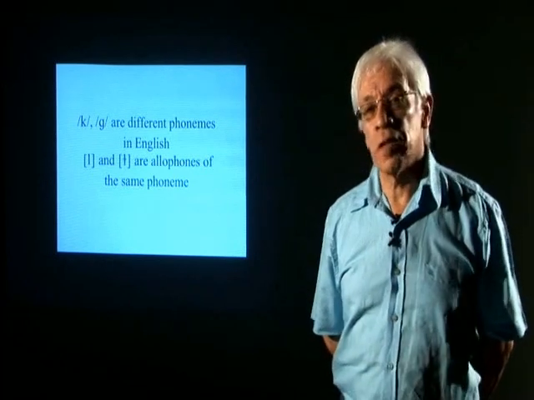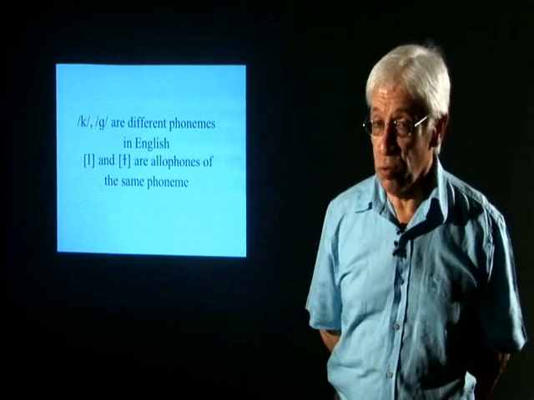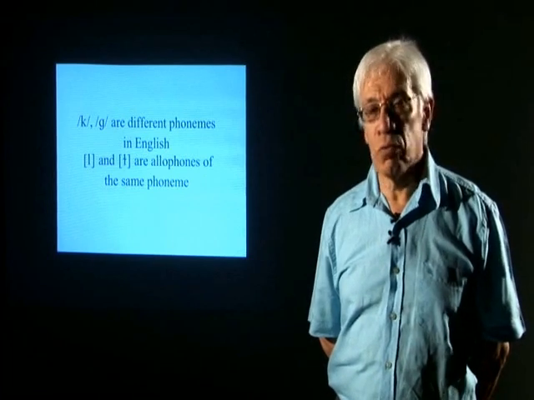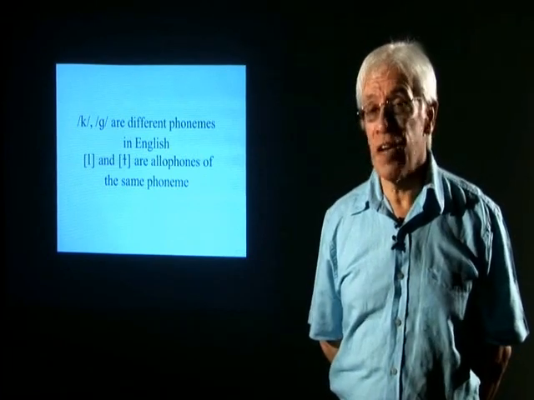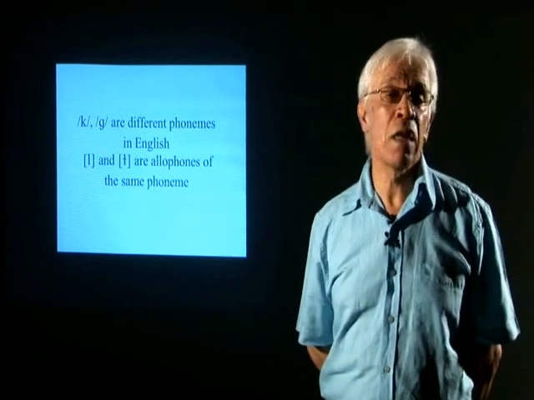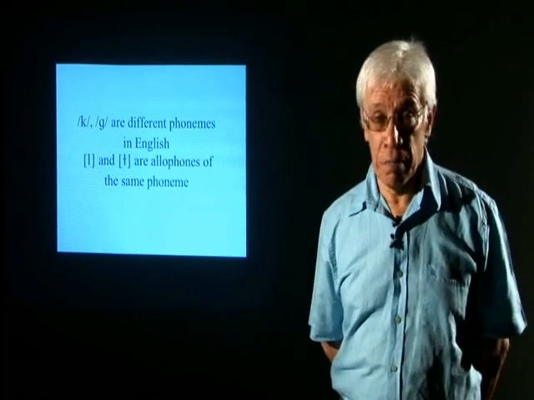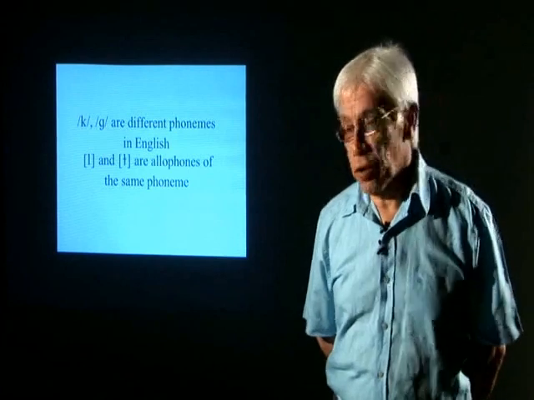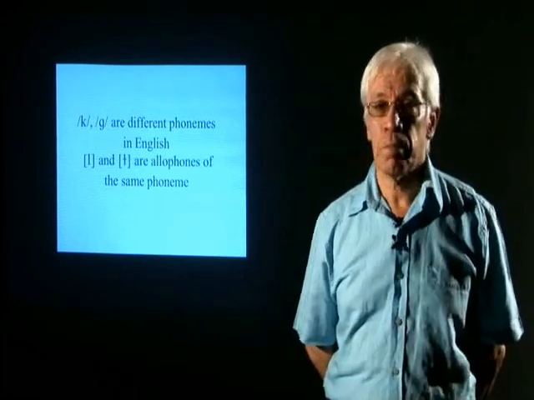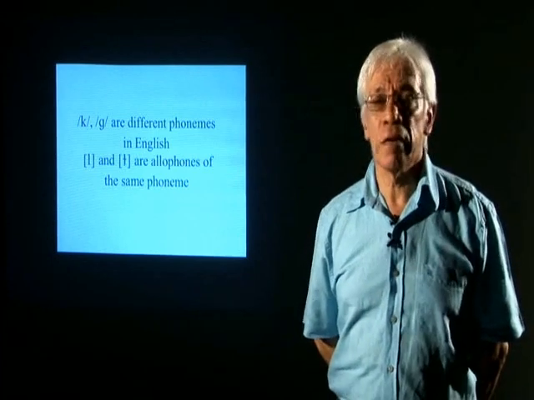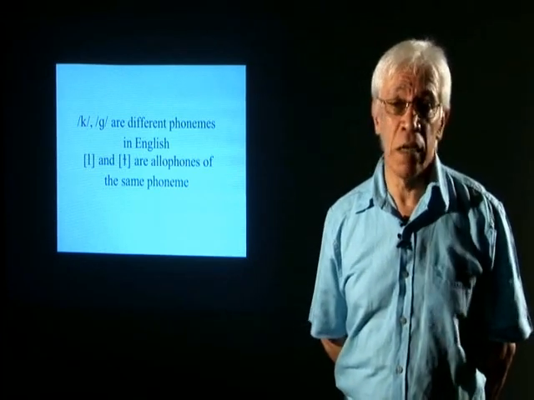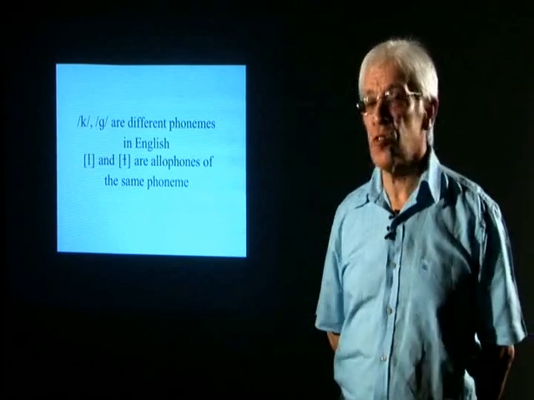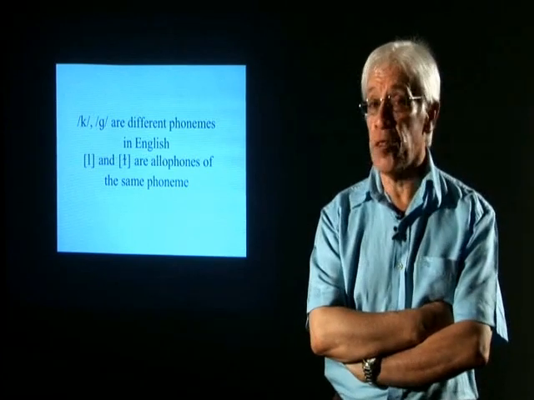We say that k and g, the first two sounds, are really different phonemes in English. But the other two are not different phonemes. The two L sounds are allophones of the same phoneme. So we write phonemes in slant lines and we write allophones in square brackets. It is clear then that for purposes of intelligibility, we must consider phonemes the first priority. We have to concentrate on phonemes rather than on allophones at the beginning.